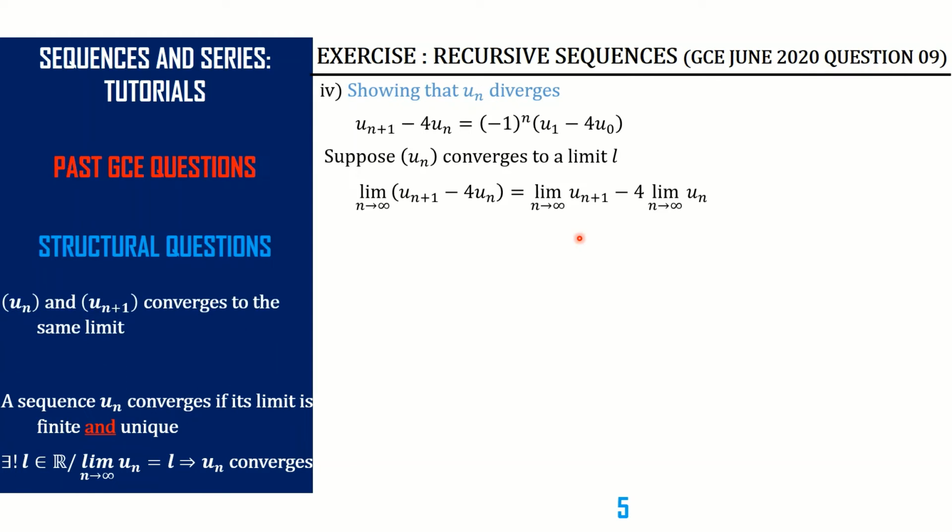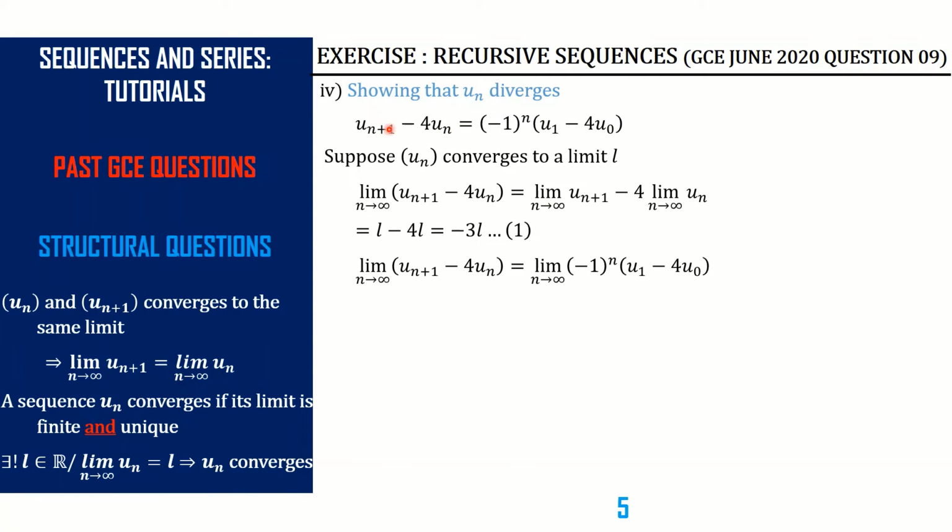Okay, so if I have a sequence u of n, if it converges, then u of n plus 1 and u of n have the same limit. It means that the limit as n tends to infinity of u of n plus 1 is the same as the limit as n tends to infinity of u of n. So maybe I call that limit L. Here I'm going to replace it with L, and here I'm going to replace with L. It means that this gives me L minus 4L, which is negative 3L. I can call that equation 1.